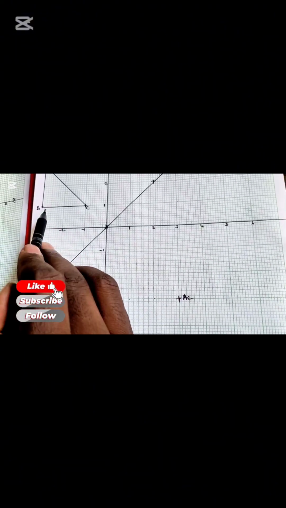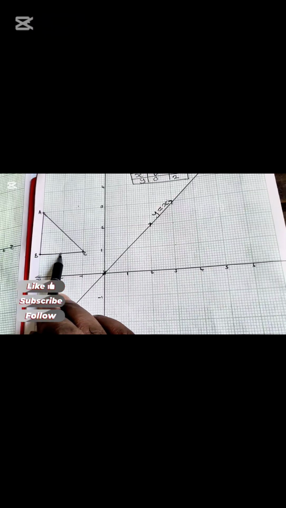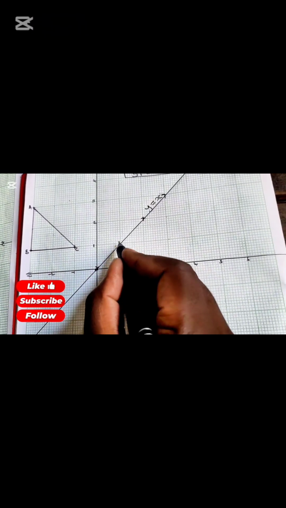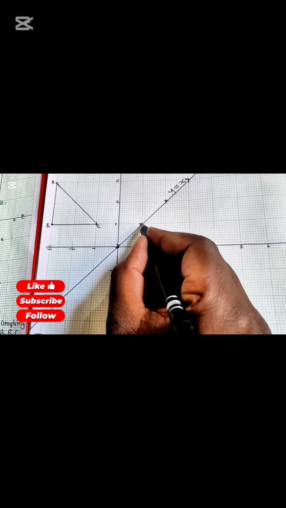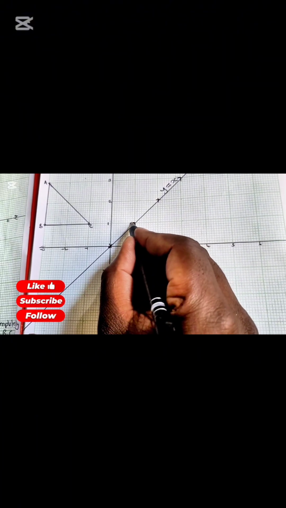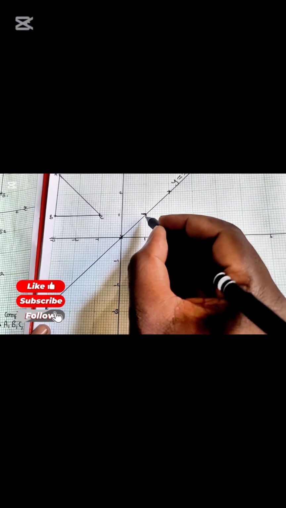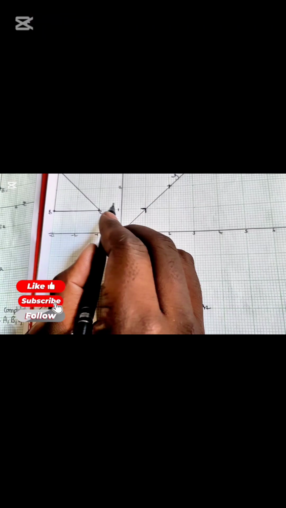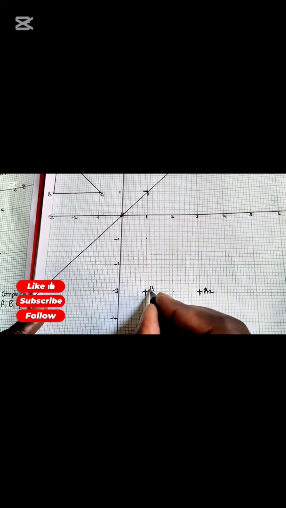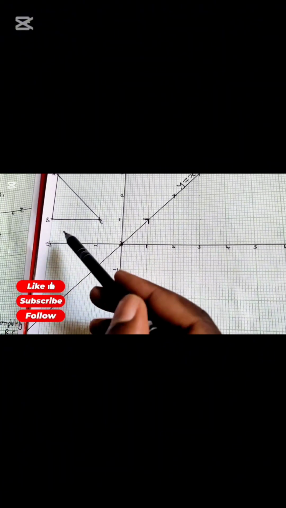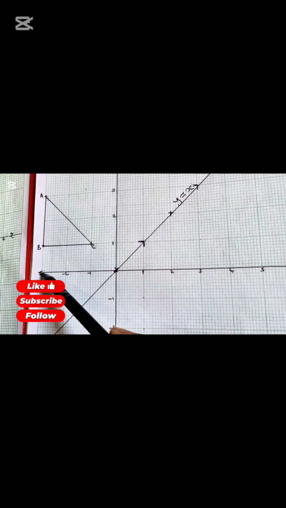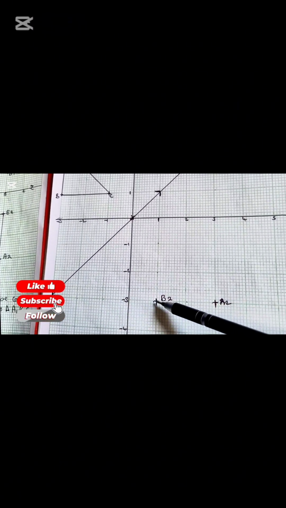Let's take B. From B to this invariant line, 1, 2, 3, 4. Then I'm going to turn 90 degrees. They meet at 90 degrees. Then we get 1, 2, 3, 4. So that's point B2. Or we'd say 1, 2, 3, 4, then 1, 2, 3, 4.